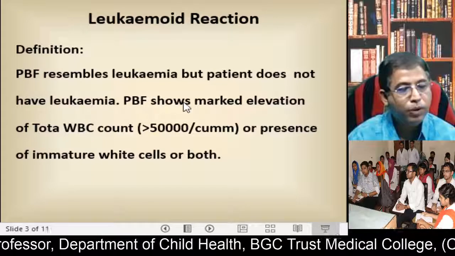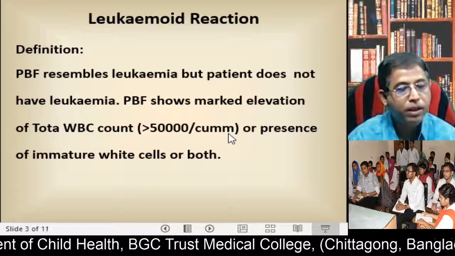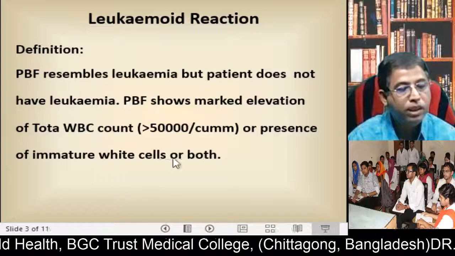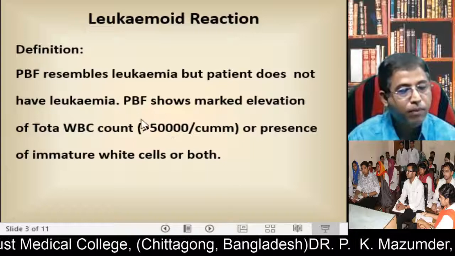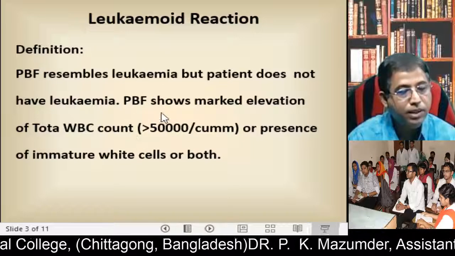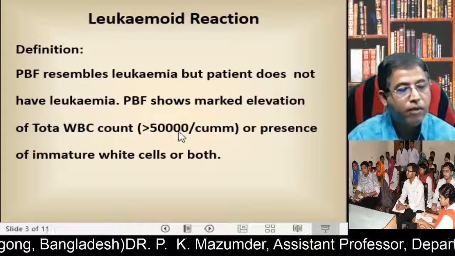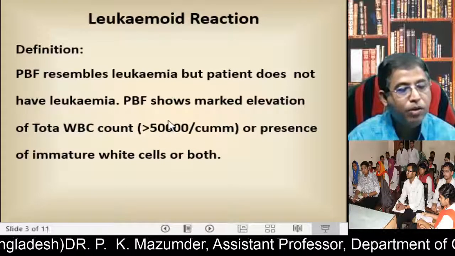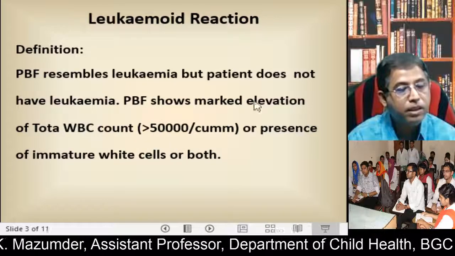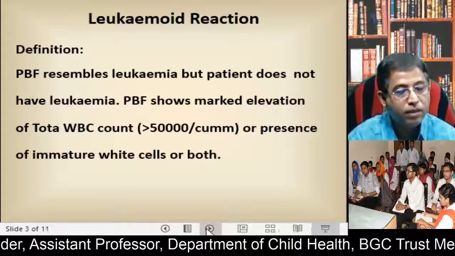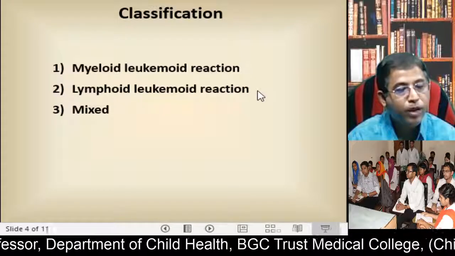That is, the peripheral blood film shows marked elevation of total WBC count, more than 50,000 per cubic millimeter, or presence of immature white cells on board. So it resembles, if you examine the peripheral blood film and you get these features, you may confuse it with a person suffering from acute leukemia. But when you examine the baby, the child, you may not get lymphadenopathy, hepatosplenomegaly, severe pallor, and bony tenderness.